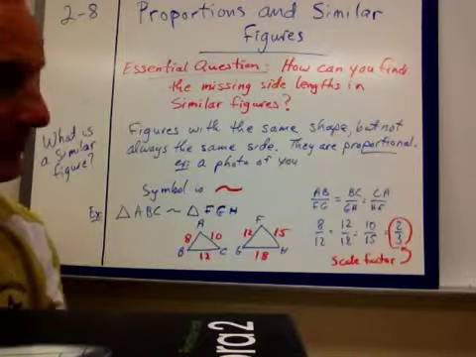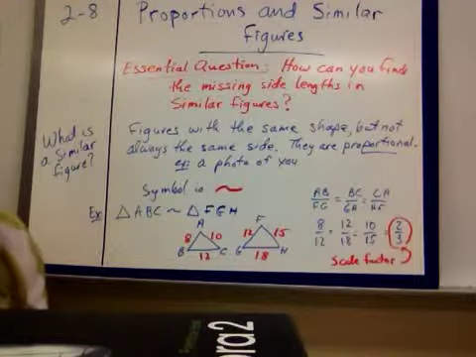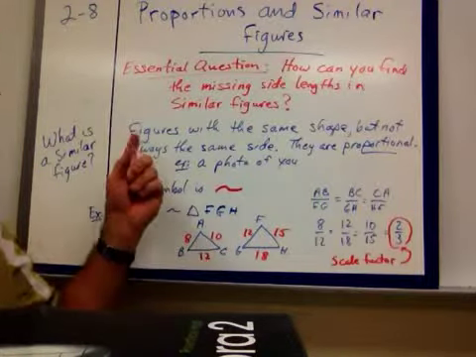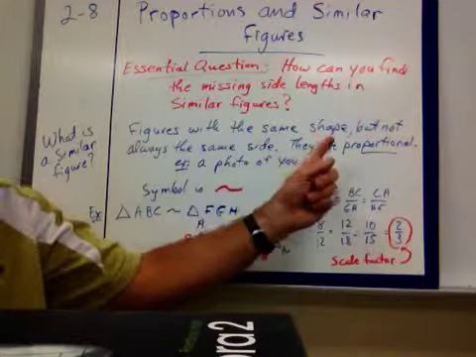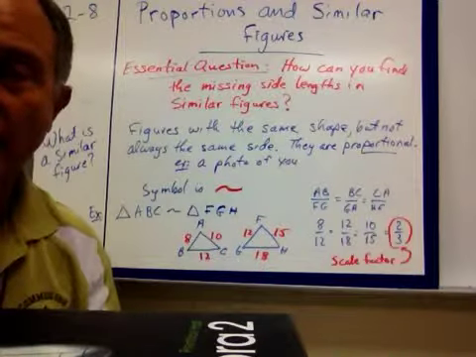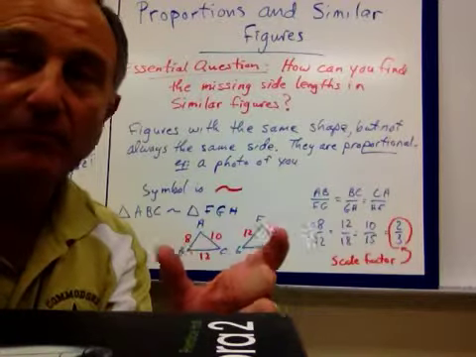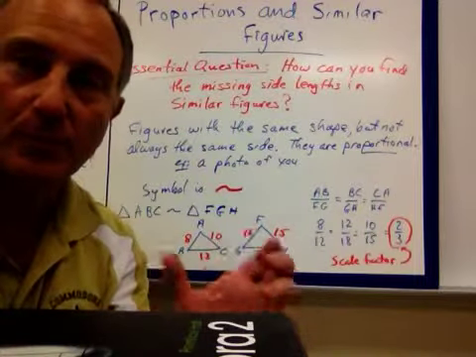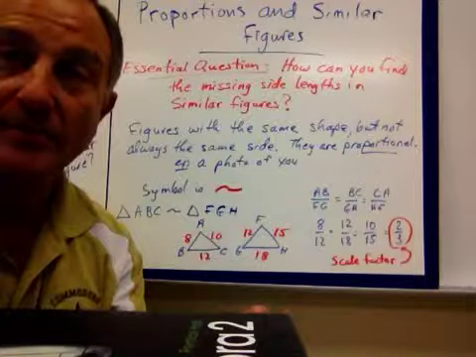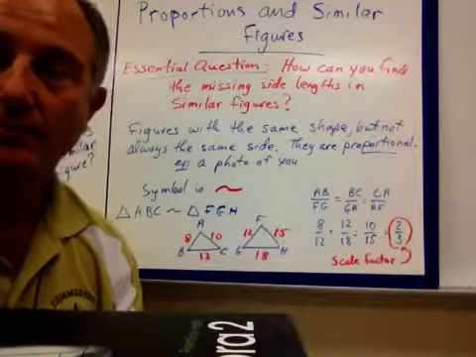Okay, I guess we should start out by talking about what we mean by similar figures. A similar figure is a figure with the same shape but not the same size, but they're proportional. It's like you looking at a picture of yourself. It looks exactly like you. Everything's proportionally the same, but it's not the same size. It's shrunk down or it could be expanded.